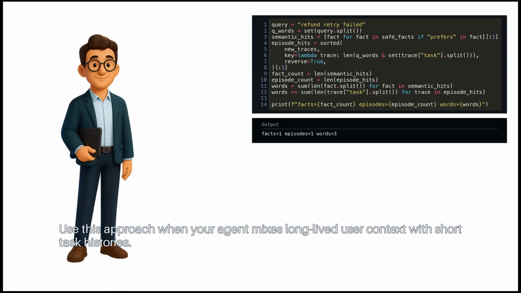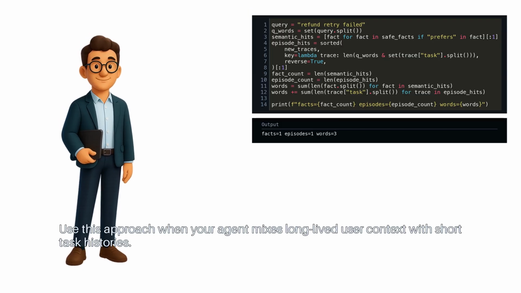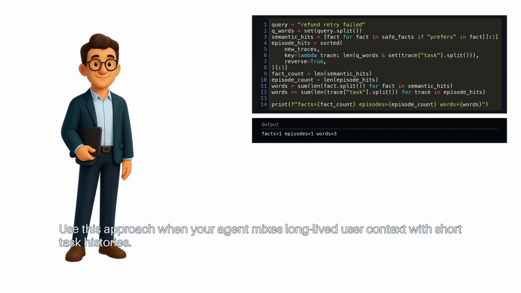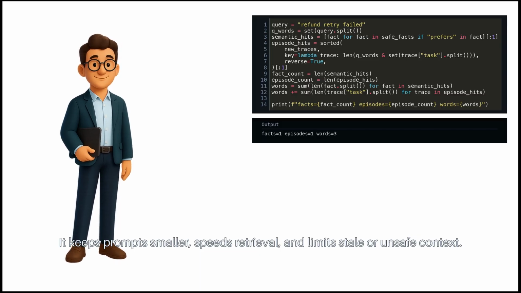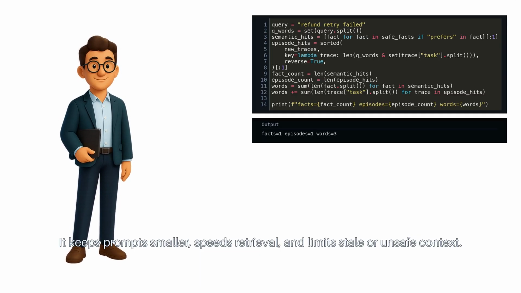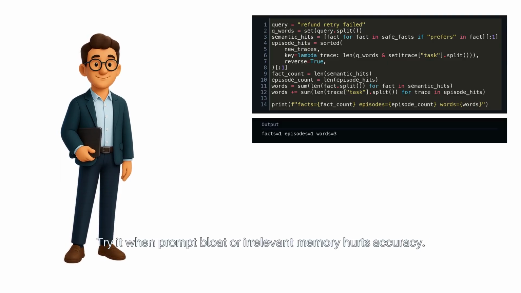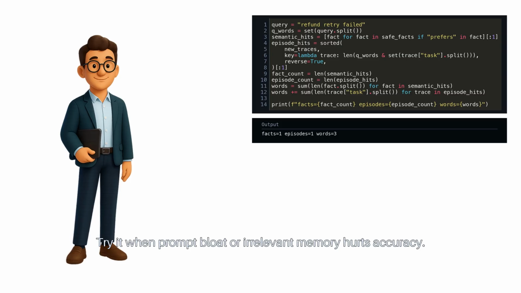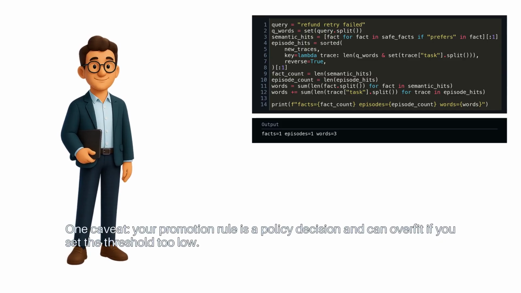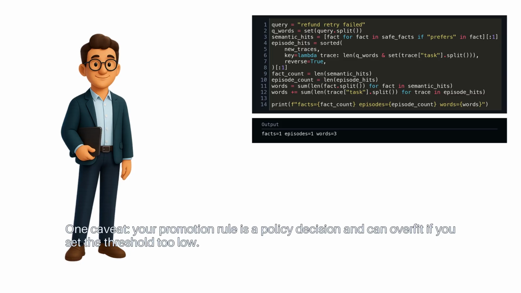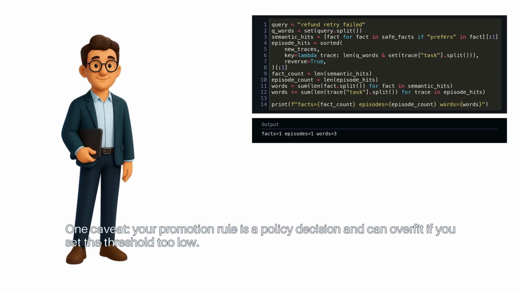Use this approach when your agent mixes long-lived user context with short task histories. It keeps prompts smaller, speeds retrieval, and limits stale or unsafe context. Try it when prompt bloat or irrelevant memory hurts accuracy. One caveat: your promotion rule is a policy decision and can overfit if you set the threshold too low.